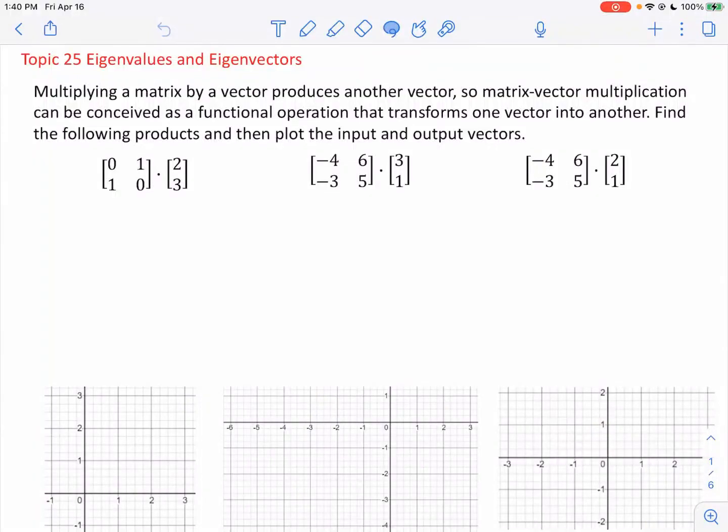Hello class! Topic 25 is on eigenvalues and eigenvectors. Now this is really a review topic for those students who have already taken linear algebra. If you have not yet taken linear algebra, then this will be new.